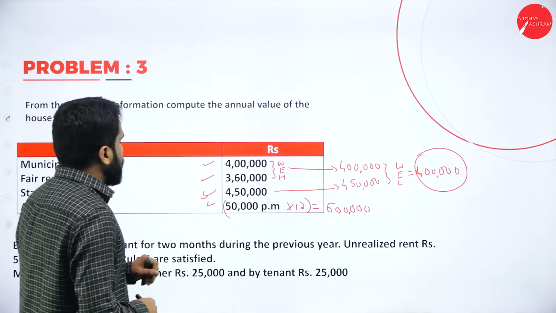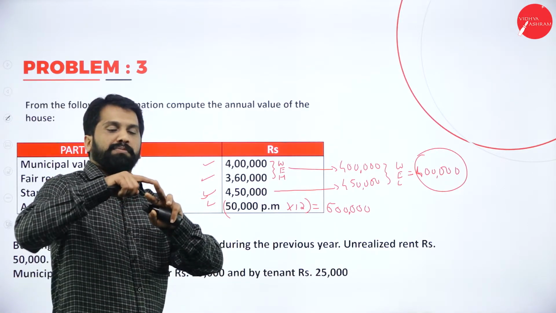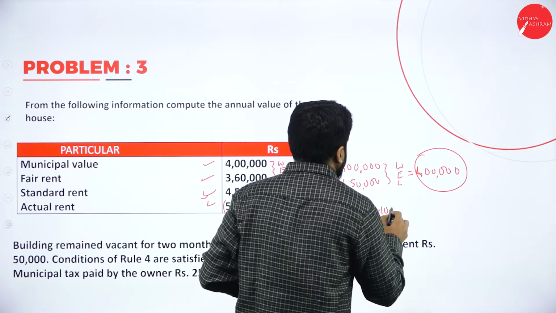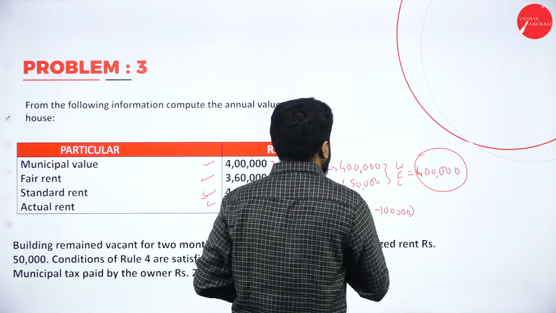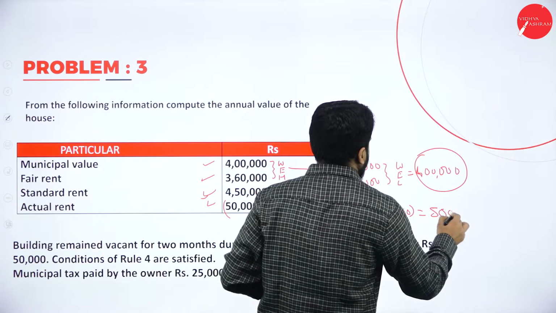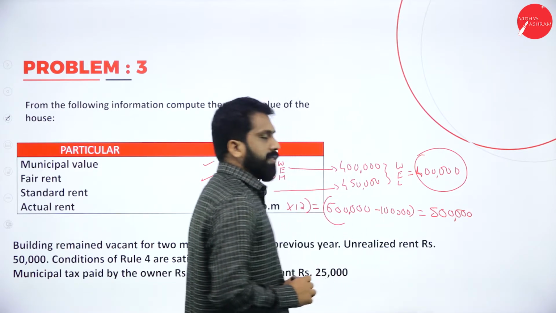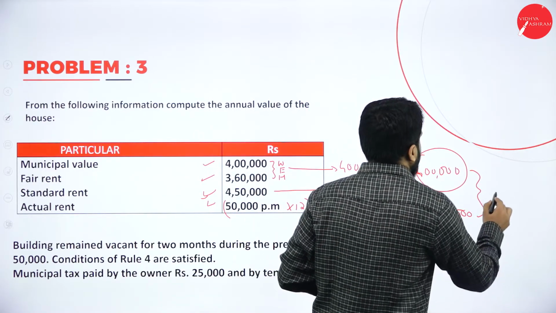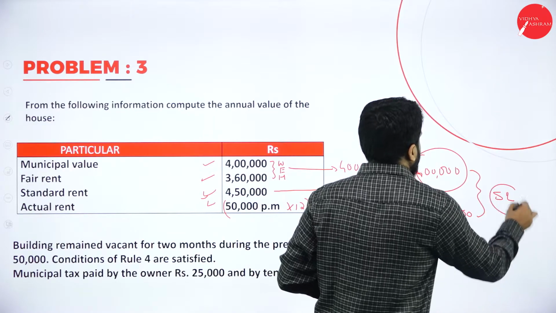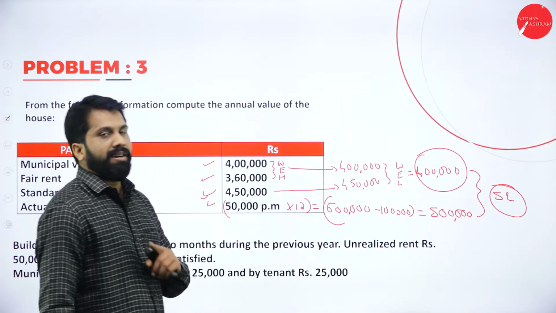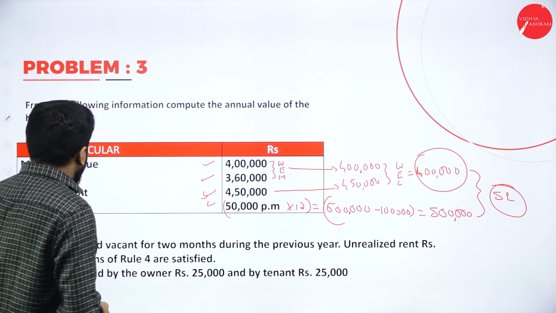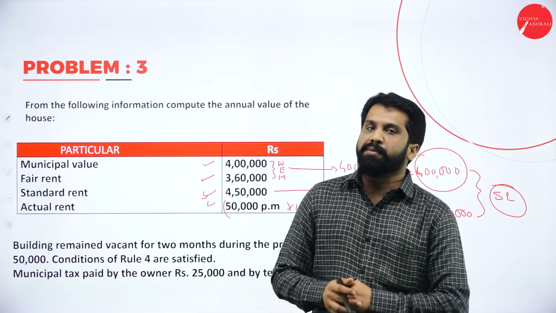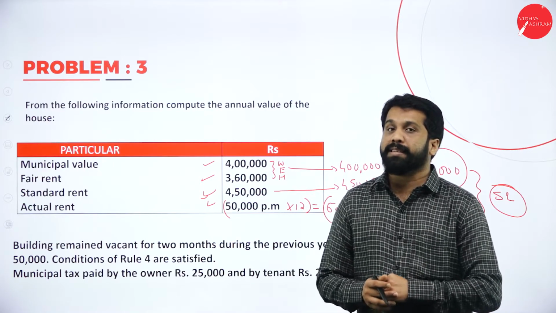Now, how many months vacant? 2 months. 50 plus 50. What is the vacancy? 1 lakh. Now, minus 1 lakh. So, your answer is how much? 5 lakh. Actual rent received is 5 lakh. Now, compare 4 lakh or 5 lakh. Whichever is higher? Your 5 lakh is higher. So, you should consider 5 lakh as your final answer. Now, whatever unrealized rent is there, you have to minus at the end. Whatever municipal tax is there, you have to minus at the end.